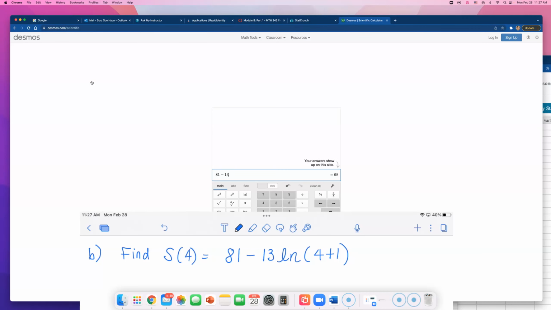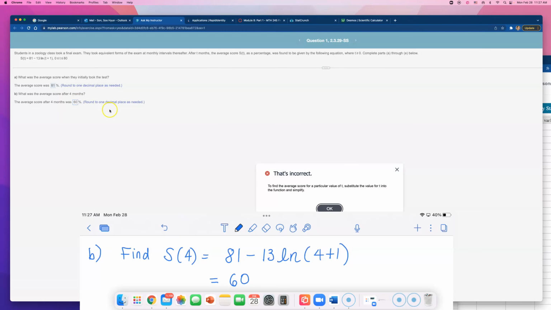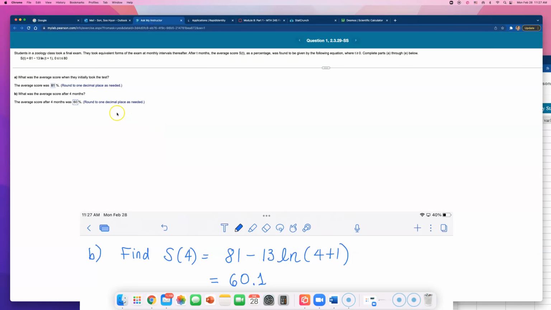81 minus 13 times ln of 4 plus 1, that comes out to be 60. Okay, so only after 4 months, people are scoring 60% on this exam. Of course, that makes sense. They forgot. That makes sense. Oh, no. Oh, they want me to round it to 1 decimal place, so I'll round that up to 60.1. Gotta pay attention to this rounding. 60.1. All right, what's next?